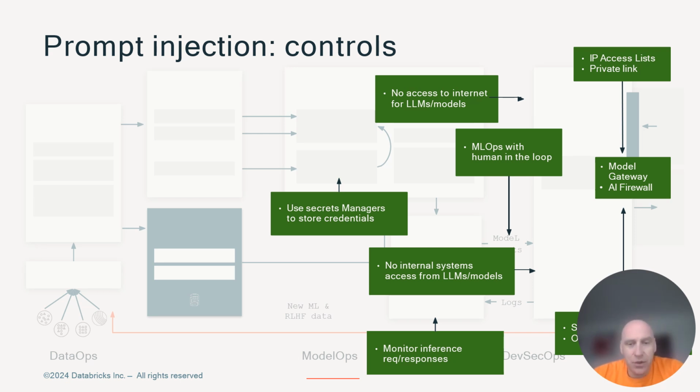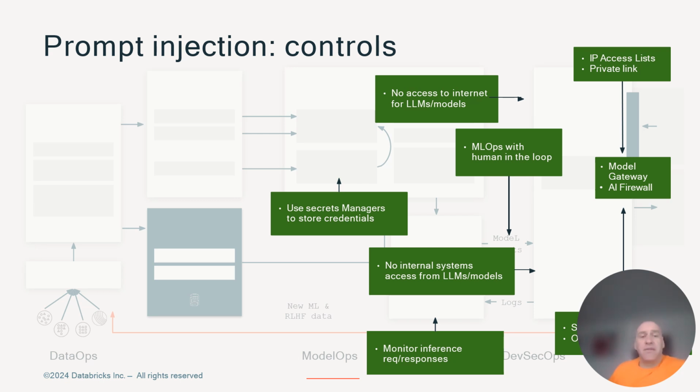How do we prevent internal systems access from LLM models, how can we monitor interference with responses, how do we do IP access lists and private links, and a model gateway as well. And as I mentioned earlier, guys, you can deploy things like an AI firewall.